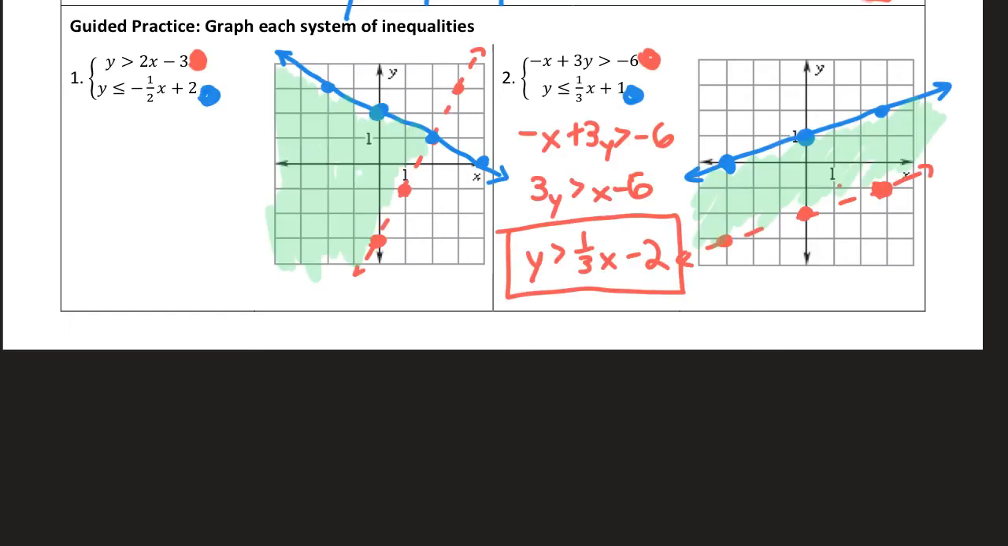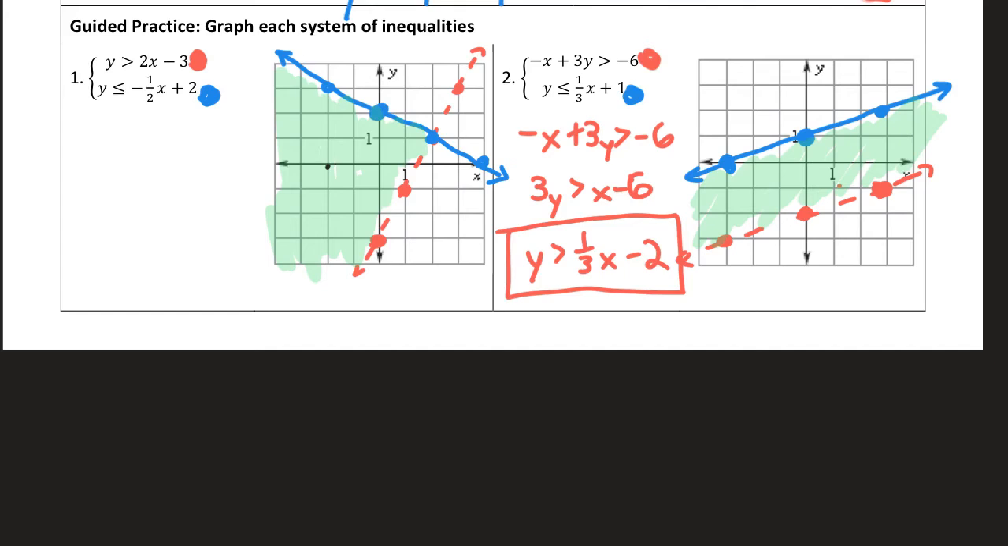Okay, so to explain these two examples for guided practice, number one, they're both in y equals mx plus b form. So I can just use y-intercept and slope to graph these. So the first line is dashed, second line is solid, and it's above this red line, but below the blue line. So what region represents that overlap? That would be this region right here, okay? That's why I shaded just the overlap.